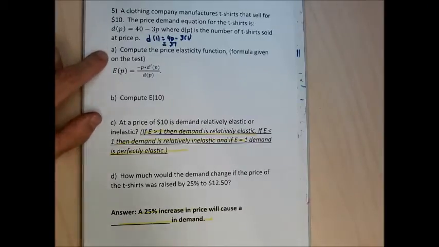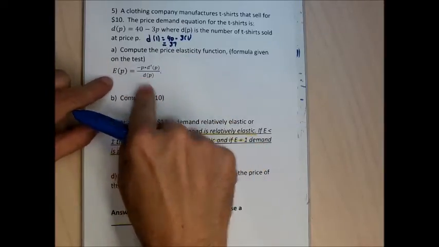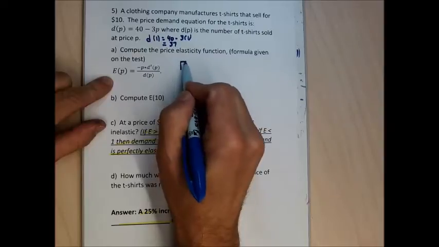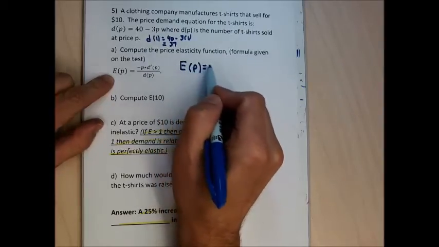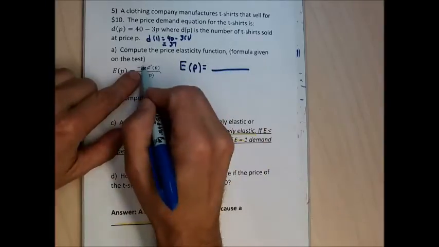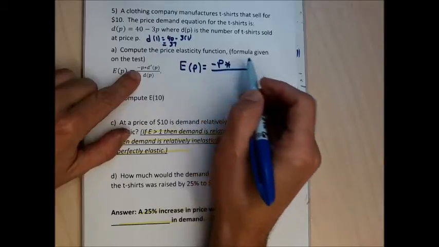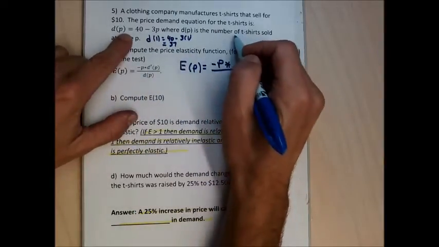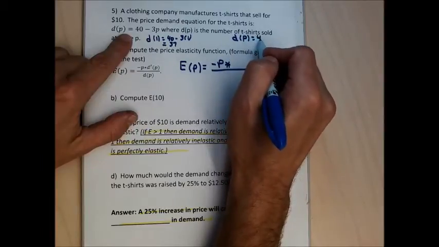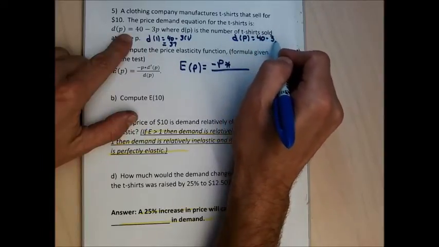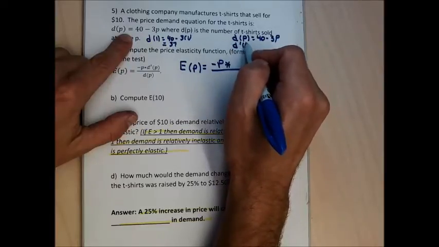Part A says compute the price elasticity function, and this formula is going to be given on the test. So the price elasticity function, E of p, elasticity based on the price, is a fraction. The first thing in the numerator is negative p, and then there's a times sign. And after the times sign is the derivative of the demand function. This demand function is 40 minus 3p, and I'm going to find its derivative, and that's what I'm going to write in the numerator next to the p.